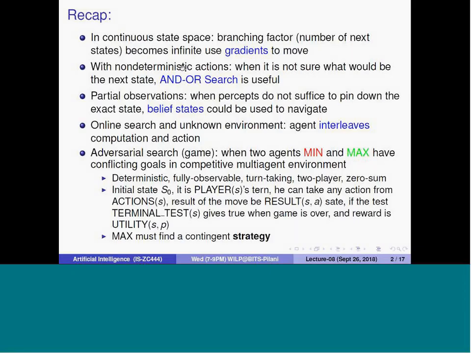In the last class we saw the deterministic action. And the third thing that we saw in the last class is the partially observable states, where percepts are not sufficient to pin down the exact state, meaning you do not know what your state is. You don't know what would happen or what action you are going to take. This is a big question.